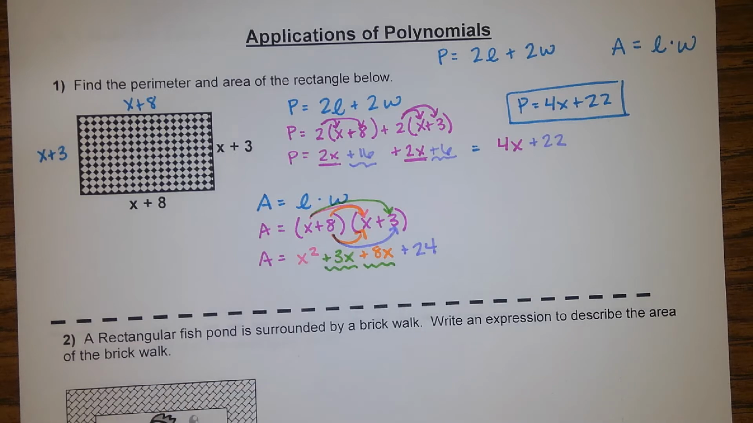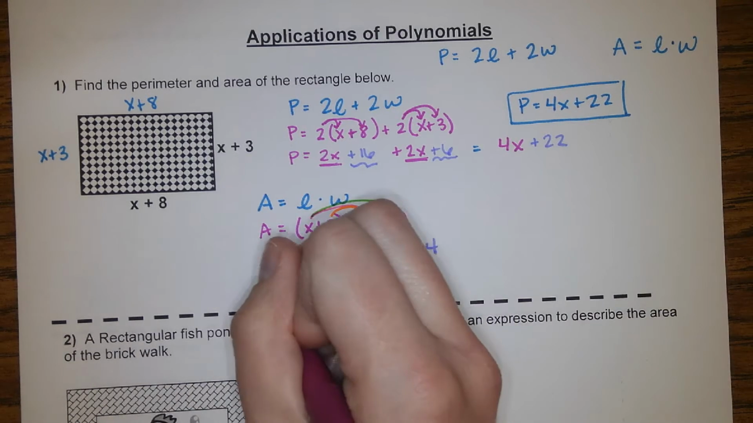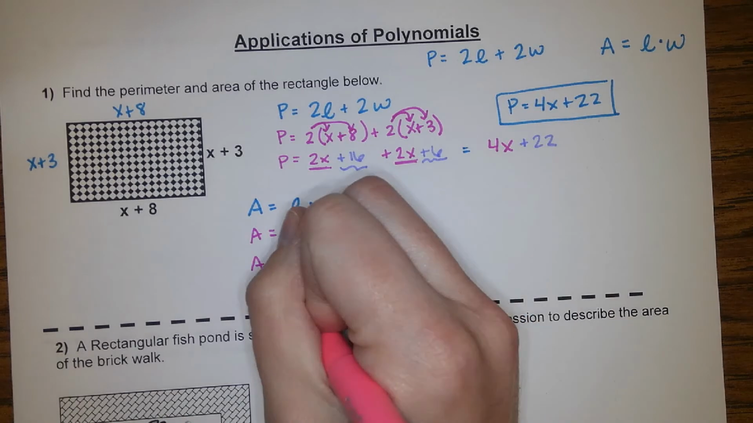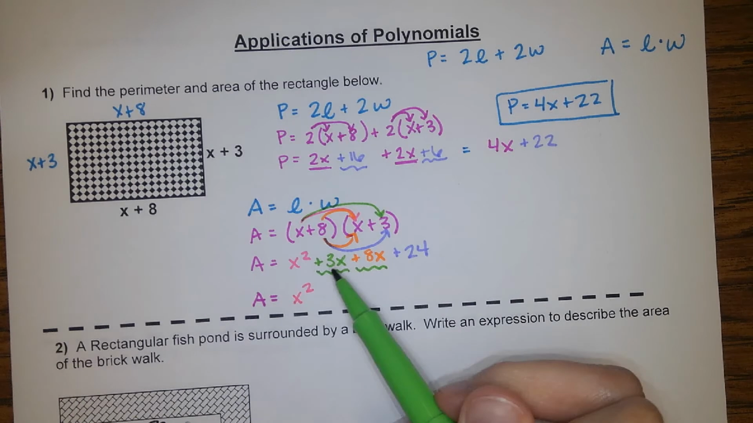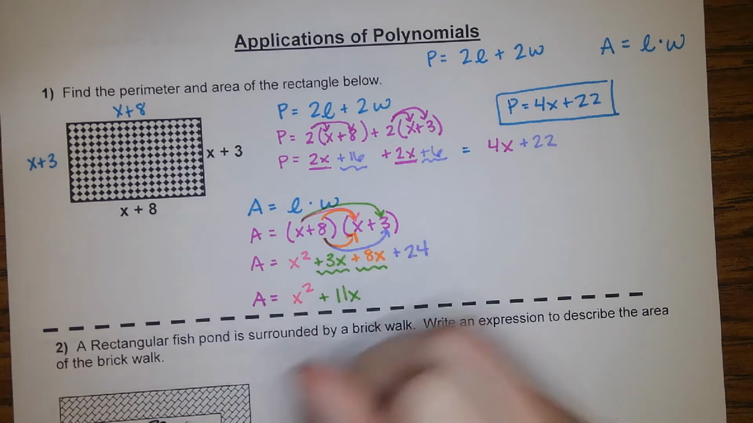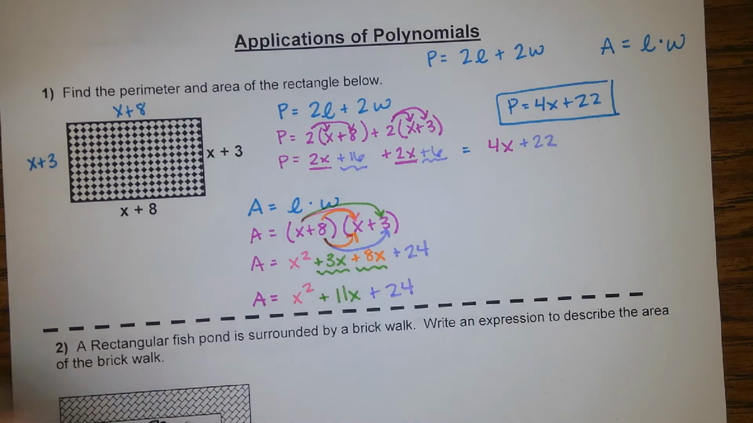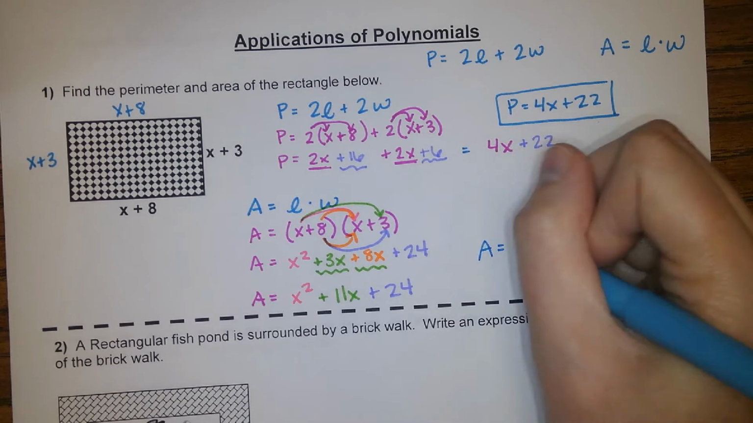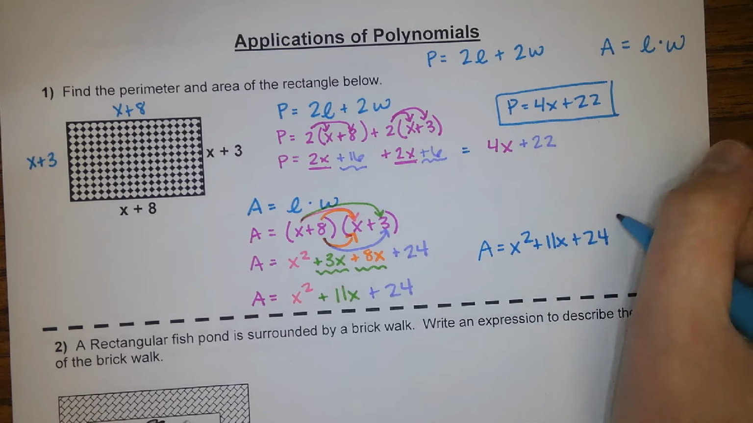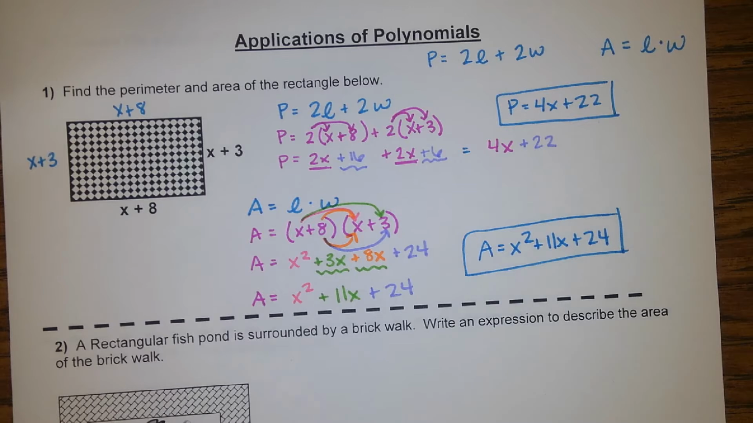So that means our final answer would be A is equal to x squared, 3x plus 8x would give you 11x, and then plus 24. So if we are going to write it all in one color, it would be A is equal to x squared plus 11x plus 24. So that would be our perimeter and our area.